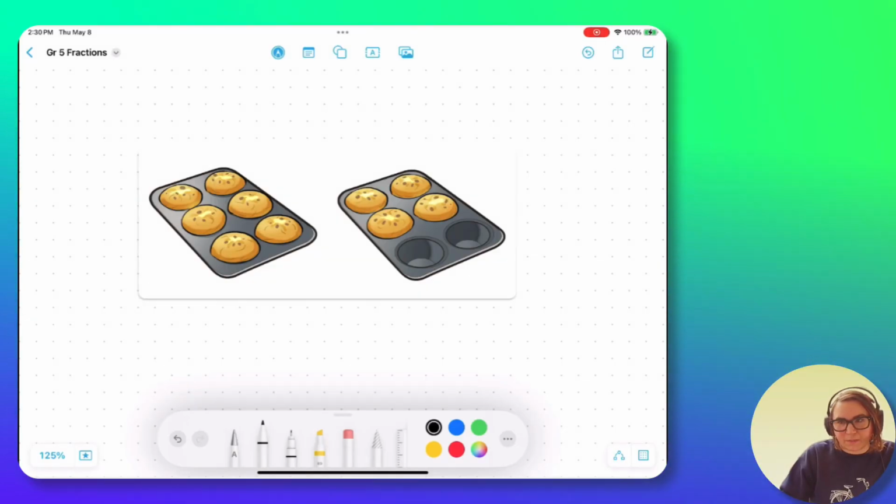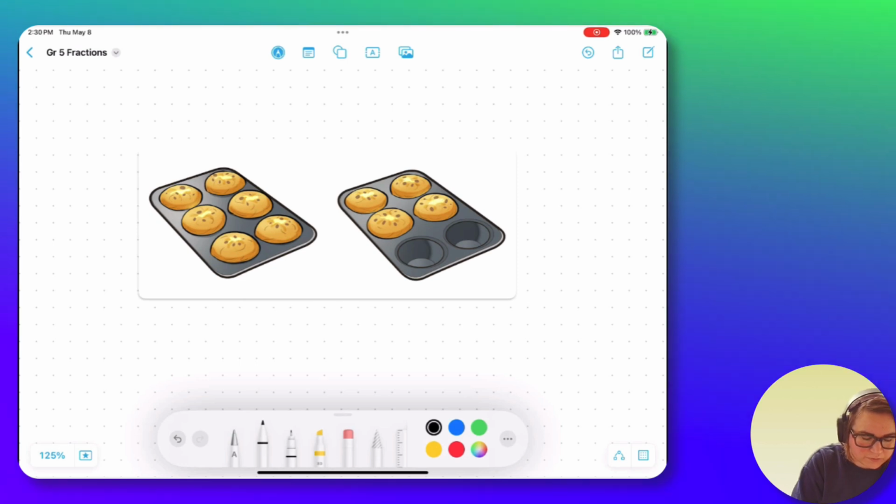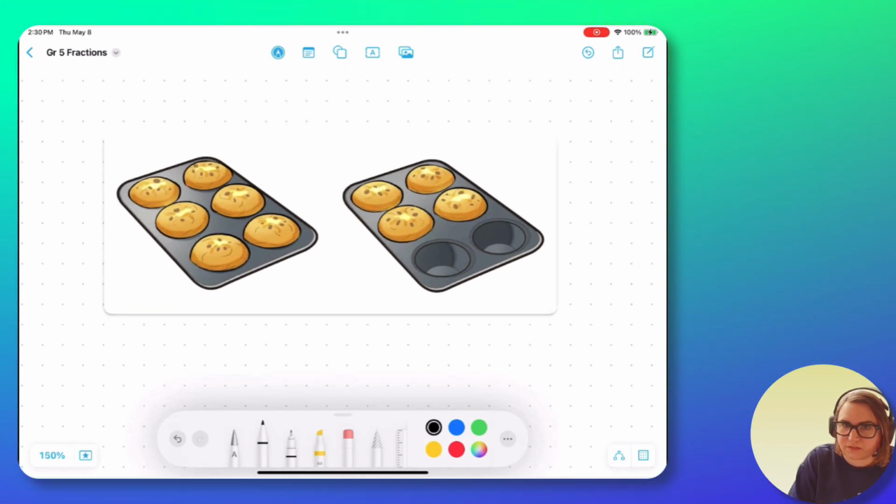So let's take some time to consolidate some of this learning for our students. This is one of the images that's on Mathology, and we want them to notice that there are muffins in tins. We have 2 tins with 6 muffins in each, but 1 tin is missing 2 muffins. One is whole and then the other is missing 2. So how can we represent this in 2 different ways?